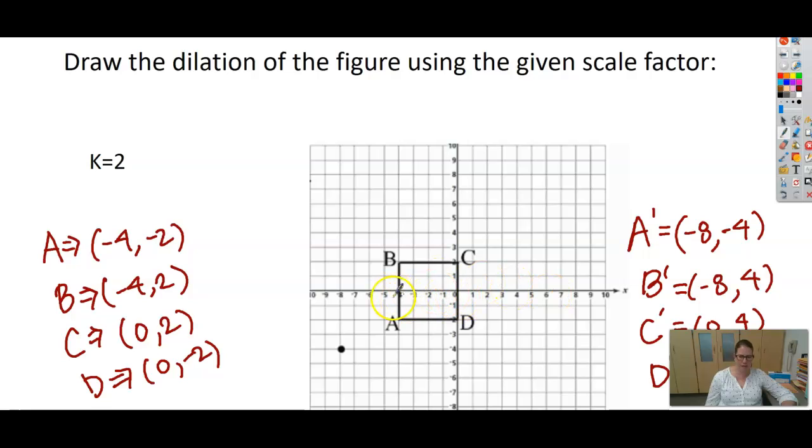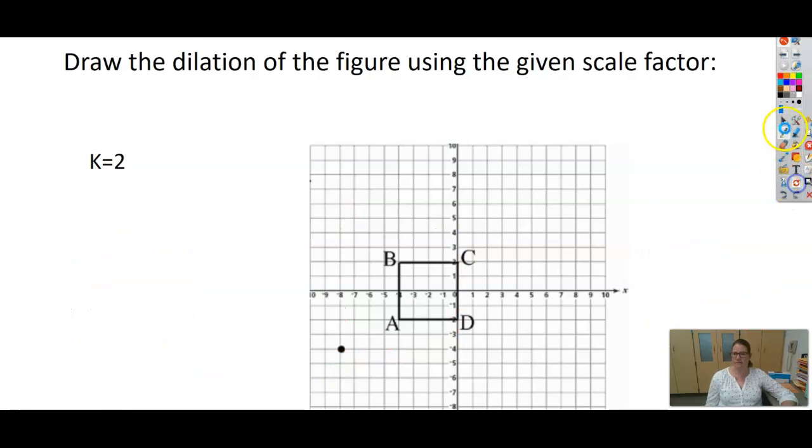So now I just plot those points. So -8, -4, first one was done for me, that's A prime. B prime is -8, +4. C prime is 0, 4. And D prime is 0, -4. And then I would just draw the shape in. Hopefully a lot more straight than I did. Okay. So there's our dilation.